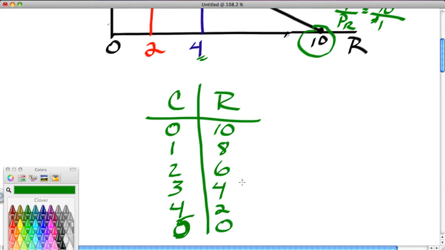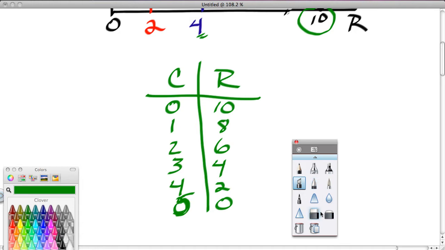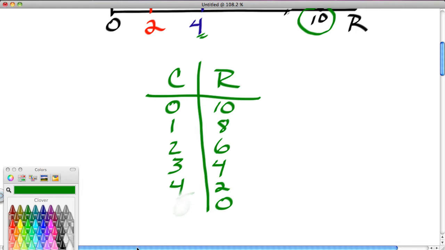Now that 5 is looking pretty poorly. I bet I could use my eraser and take care of that. Why don't I do that? So there we go. We'll take care of that 5 and put a new 5 in there. Technical difficulty over. Back to our regular programming.